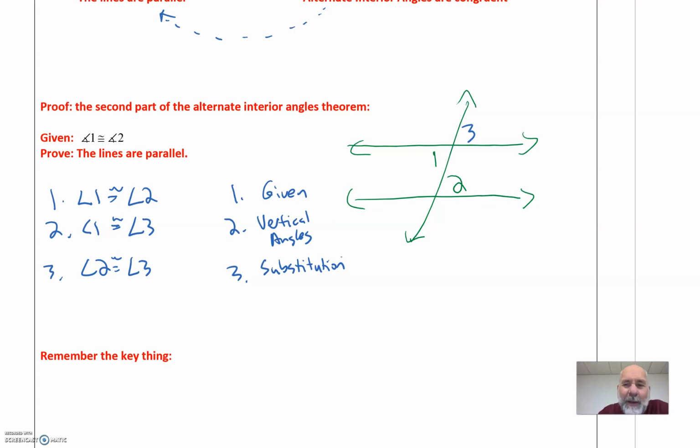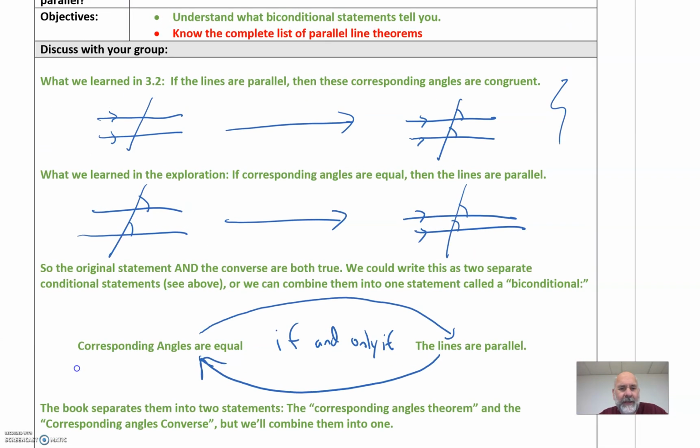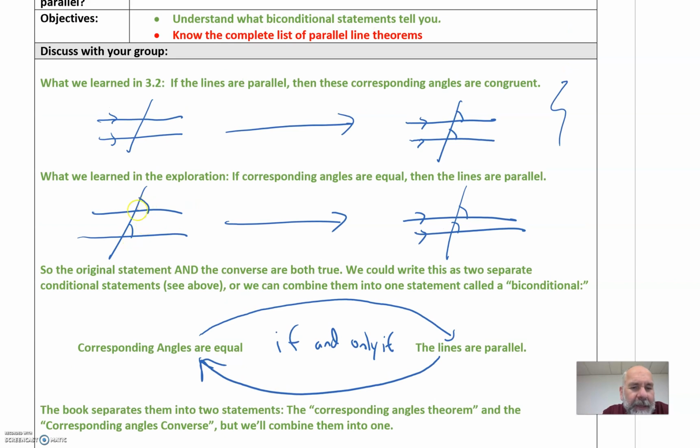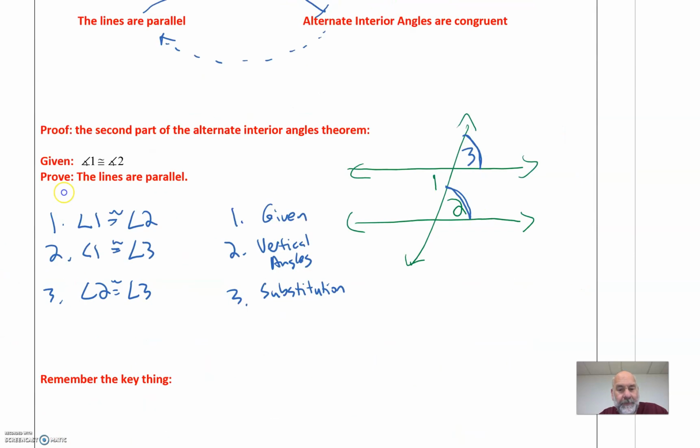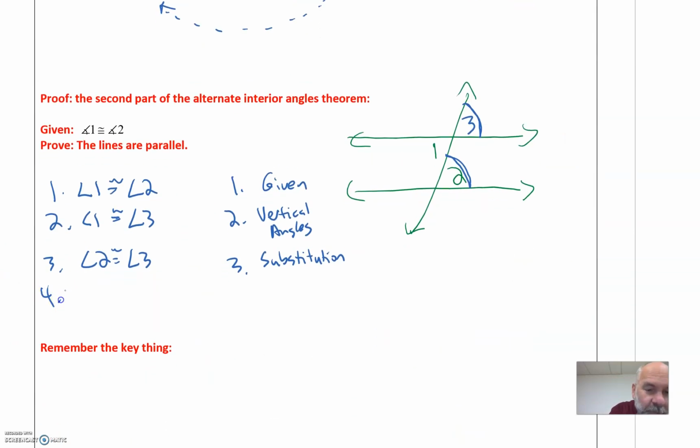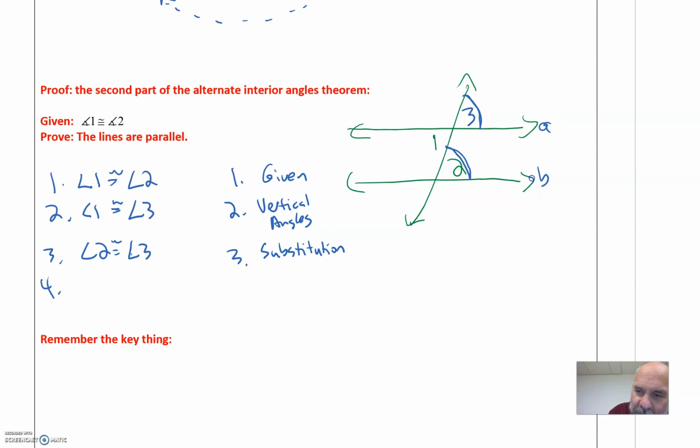So now this is a key thing. We've shown now that this angle is congruent with this one. And based on that exploration that we did, and I reiterated it right here, if you know corresponding angles are congruent, then you know the lines have to be parallel. So I can say, oop, those are corresponding angles, and they're congruent. I've already shown that. Therefore, I better label the lines just so I can say it easier. A has to be parallel to B by the corresponding angles theorem.